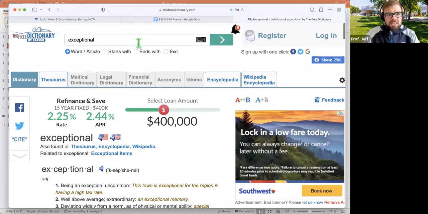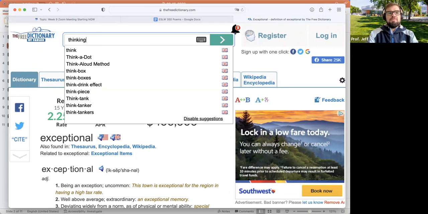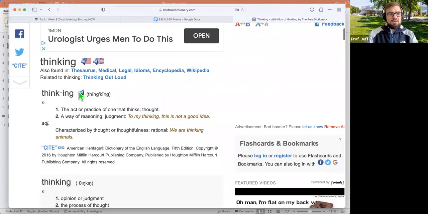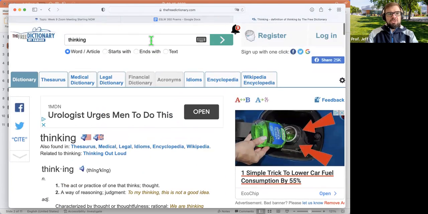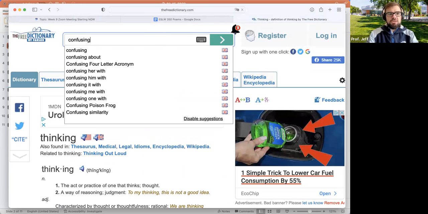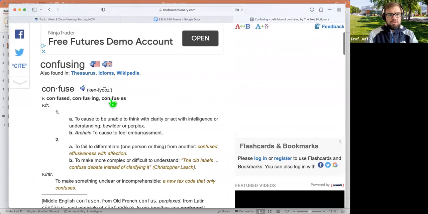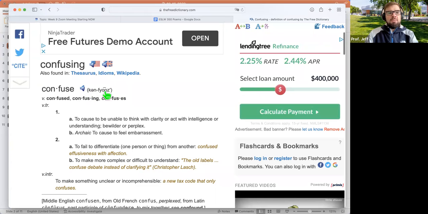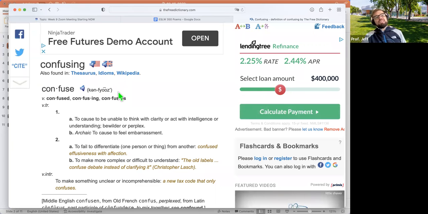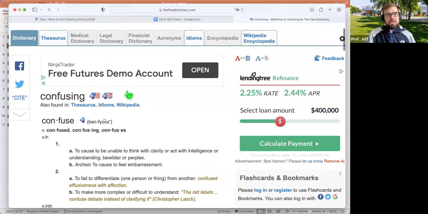Exceptional. Yeah, let's see if that's true. Thinking. Two syllables, and the stress is on the first. And here's the little apostrophe. How about confusing? Confuse. Interesting. So they didn't give us the adjective form. They gave us the verb. But even here, the little apostrophe is at the end of the second syllable, and that is confuse, right? Not confuse. Okay. So I think this website is a little more clear than Learner's Dictionary.